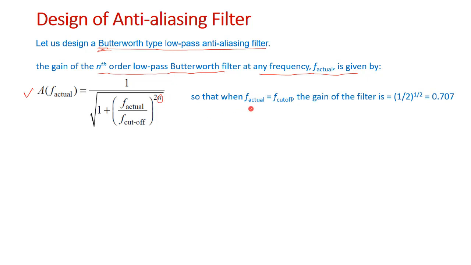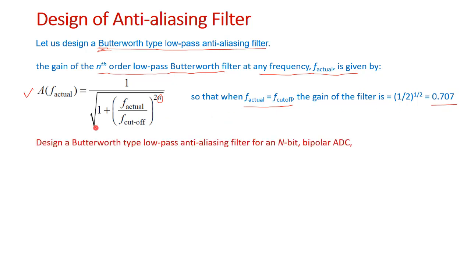So when f actual is equal to f cut off, what will happen? It will become 1 by square root of 2, right? So it will give 0.707. So your gain when f actual is f cut off is 0.707.